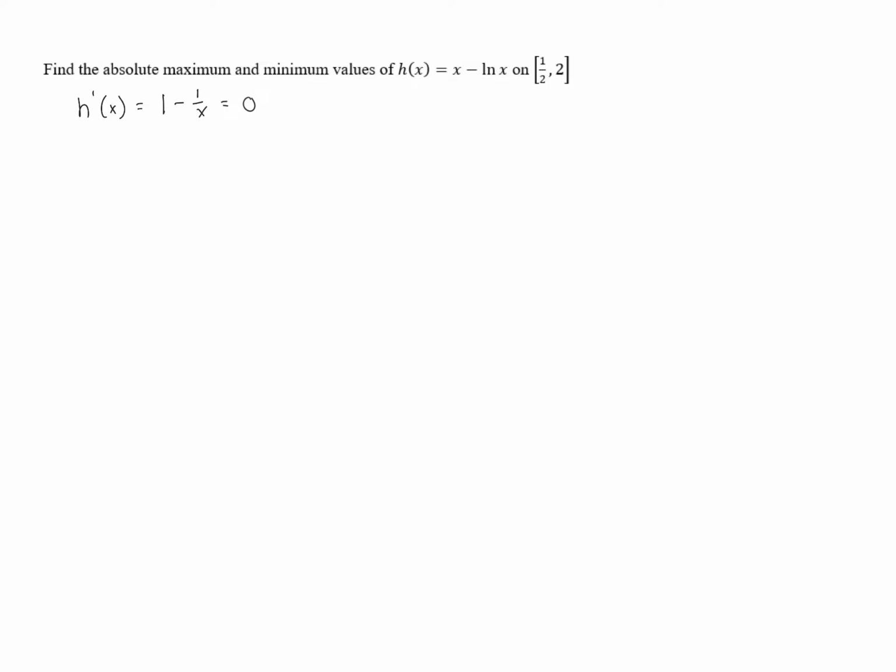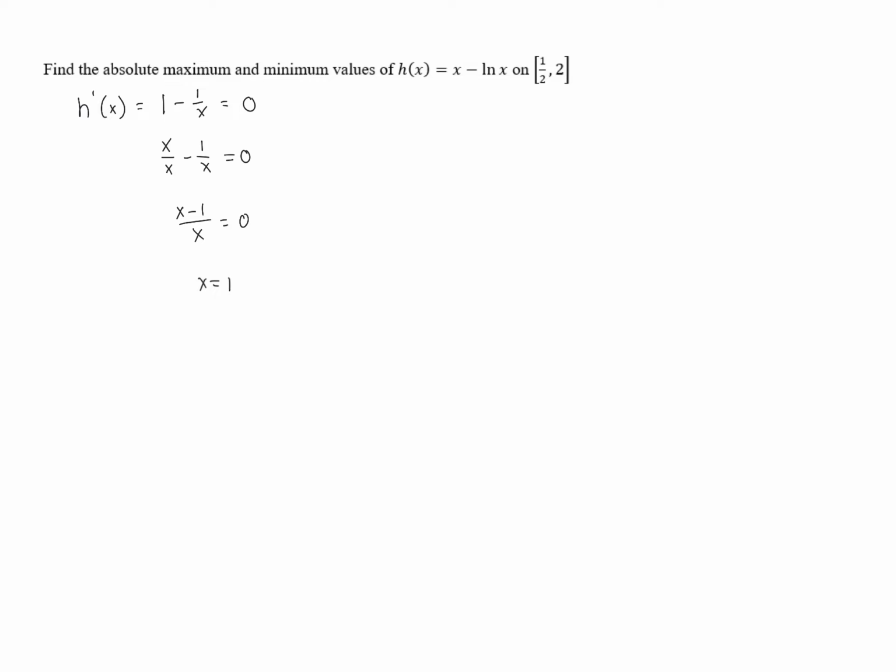Now we can combine these terms on the left to build them into one fraction. 1 is the same as x over x. So we've got x over x minus 1 over x equals 0, which is the same as x minus 1 over x equals 0. And this is equal to 0 when the numerator is equal to 0, and that specifically happens when x equals 1. And that is in our domain, so this is our only critical number.